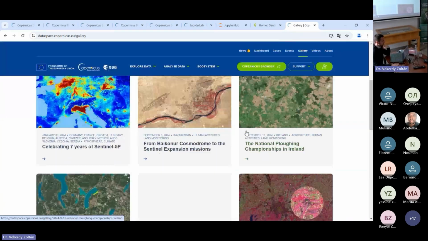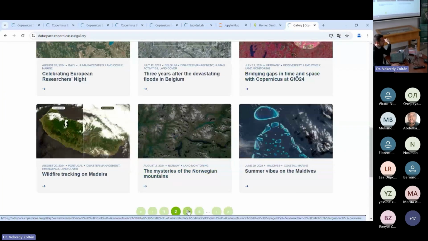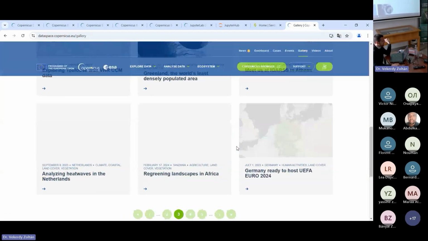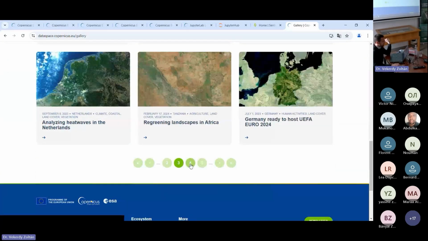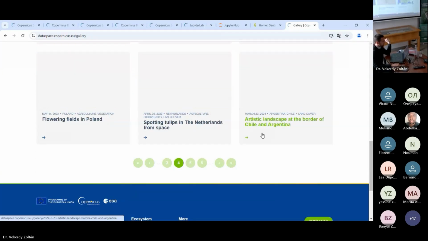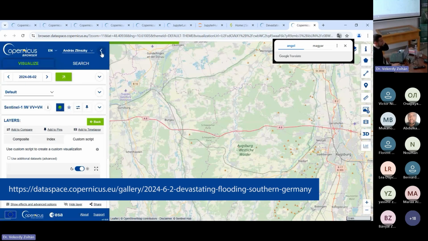Let me get there in a second. I'm looking among the Copernicus Browser gallery for an image of a specific flood, which is going to be here in a moment. Oh yes, here we go. I've copied the link into the chat. Is it working? Do you see the image?